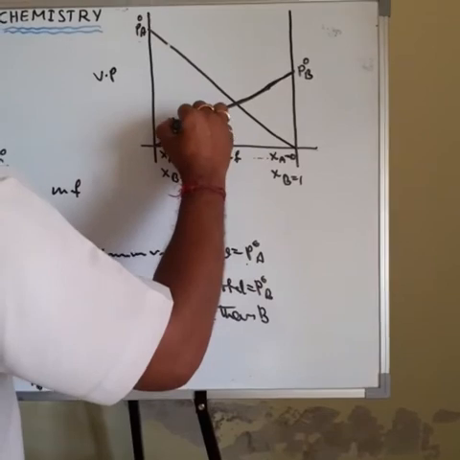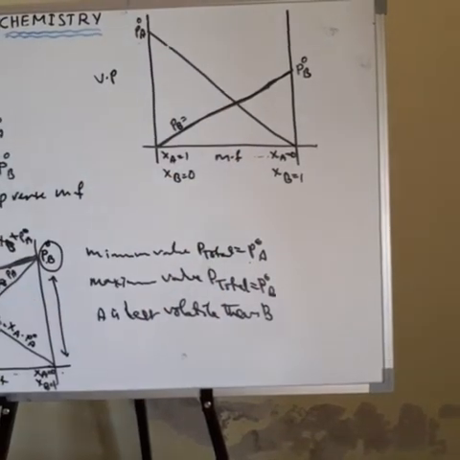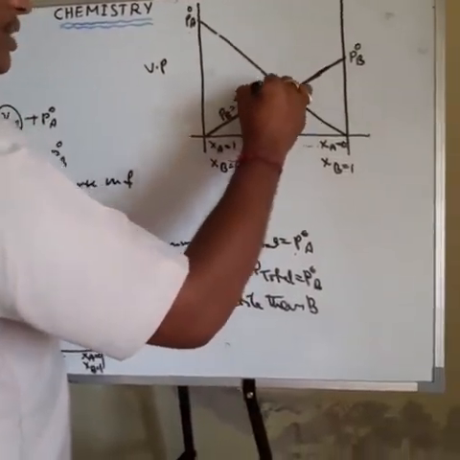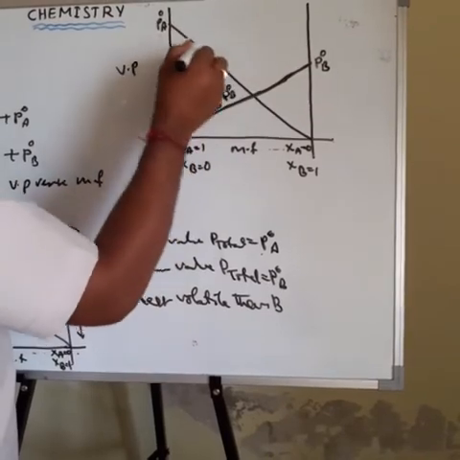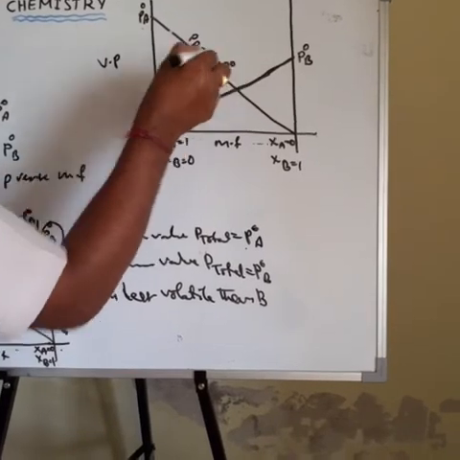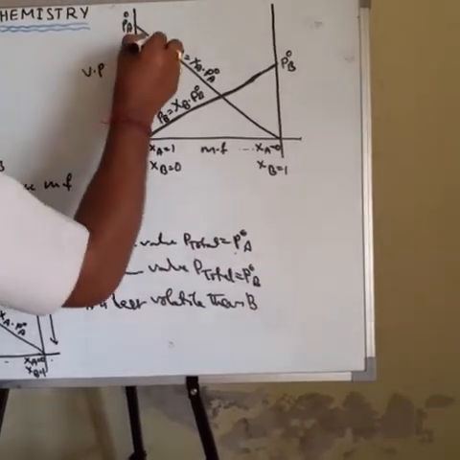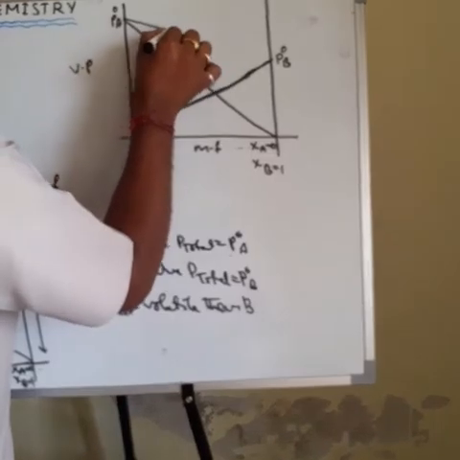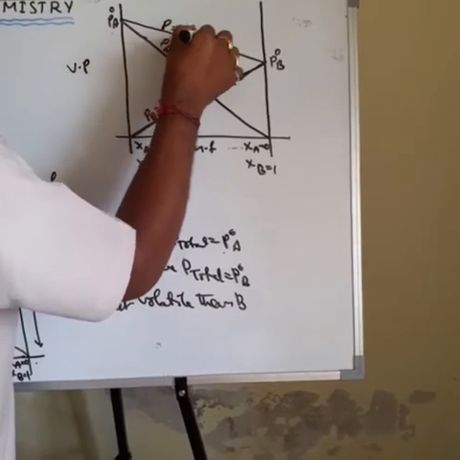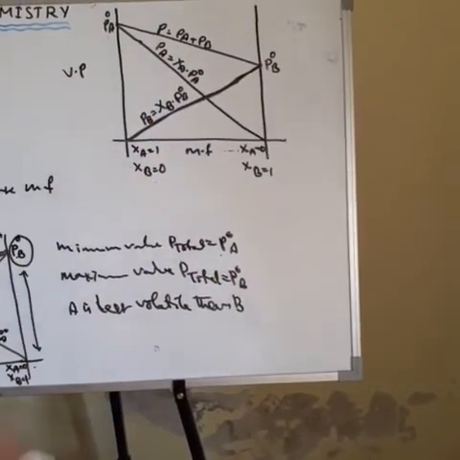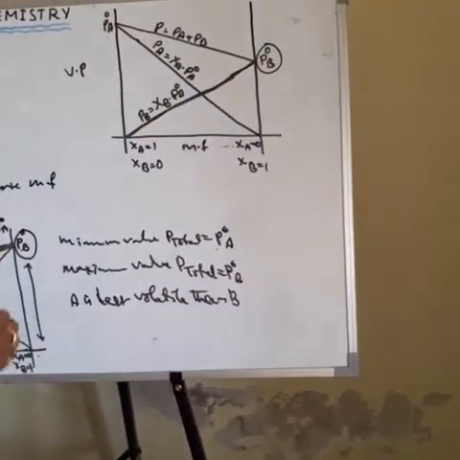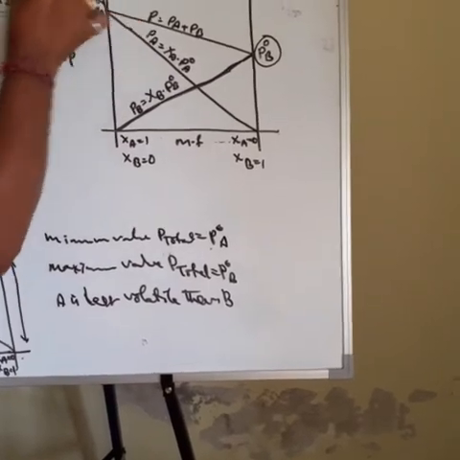So the partial vapor pressure Pb is equal to Xi B into P naught B. Here the partial pressure Pa is equal to Xi A into P naught A. So this is the total pressure of the solution. P is equal to Pa plus Pb. So in this graph, the minimum value of total pressure is P naught B, and the maximum value of total pressure is P naught A.